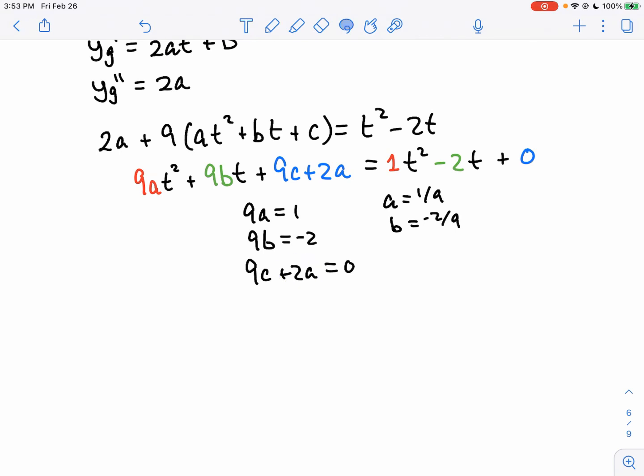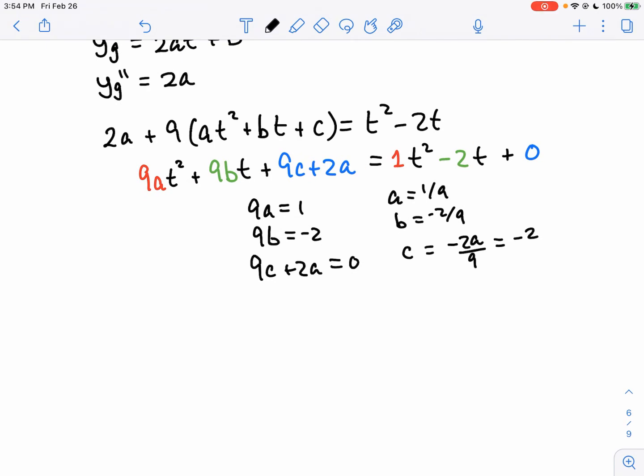So if I subtract the 9c and divide by 2, a is equal to negative 9c over 2. Sorry, that's not what I wanted to do. I wanted to solve for c. Silly me. Solve for c: c is equal to negative 2a over 9. And since a is 1/9, this will be negative 2/81.